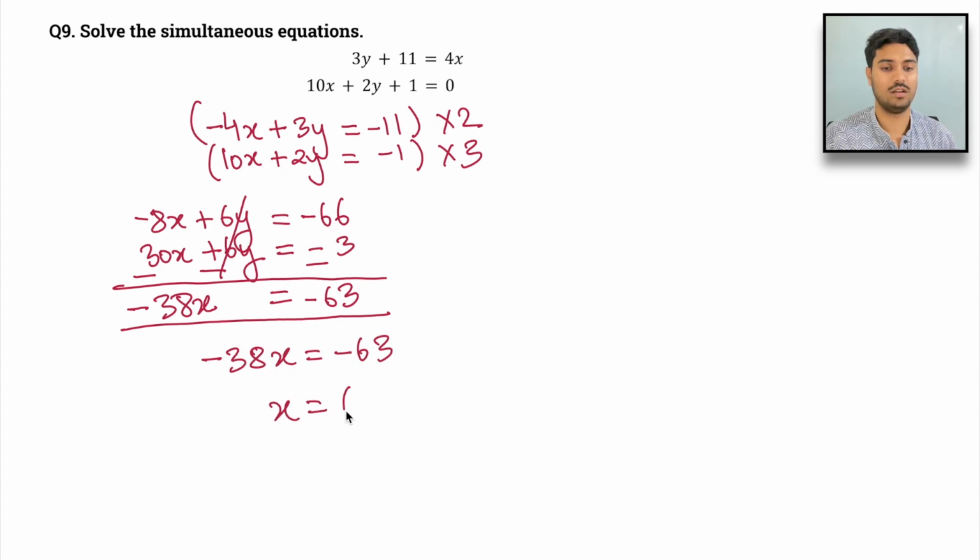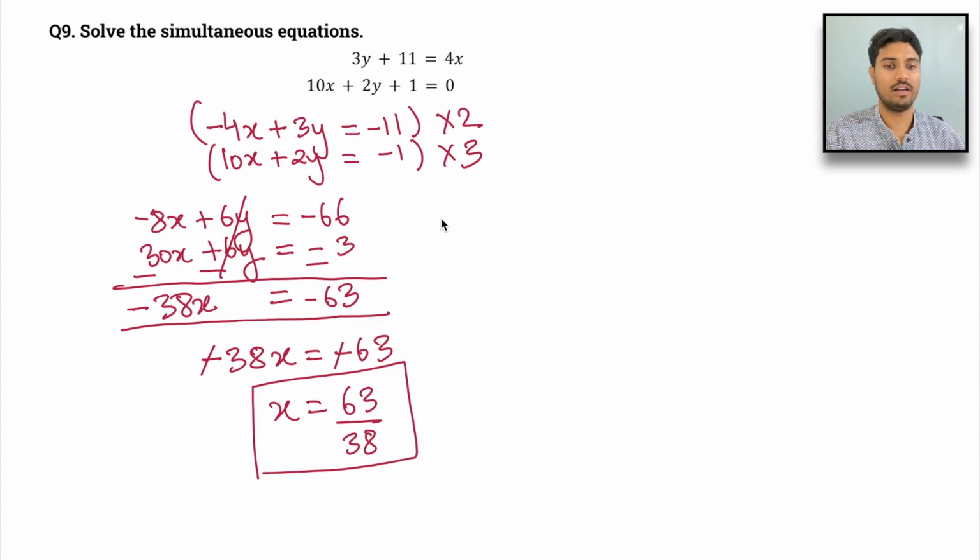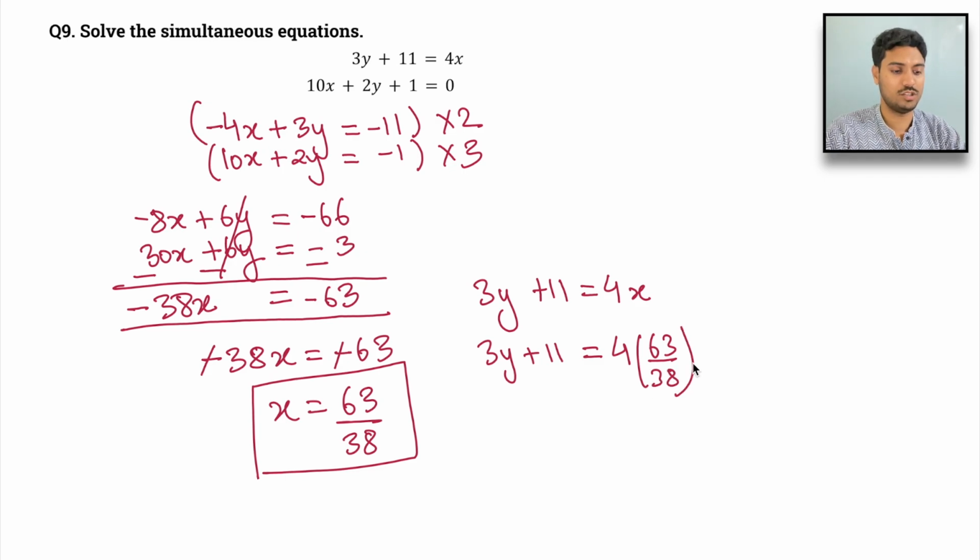So x equals 63 over 38. Both are negative, so the minus sign will cancel out. 63 divided by 38 cannot be simplified. This is the value of x. Let's try to find the value of y. So we have 3y plus 11 equals 4x. So we can write 3y plus 11 equals 4 times 63 over 38. So 63 over 38 into 4, so 3y plus 11 equals 126 upon 19.